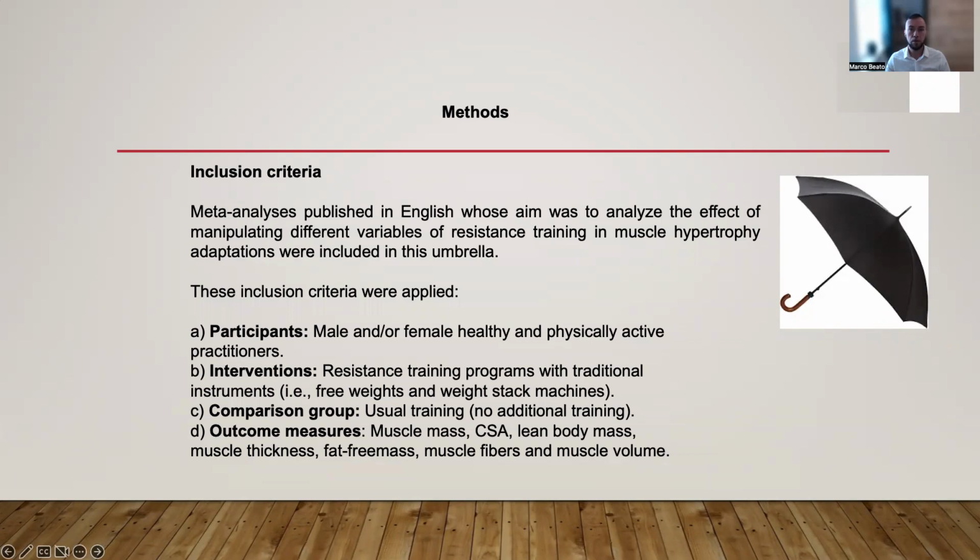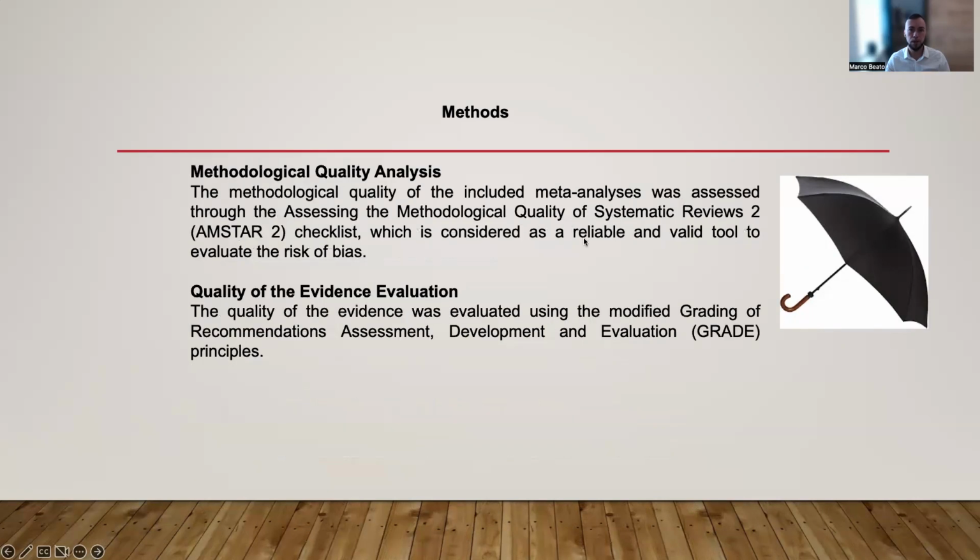The following inclusion criteria were applied. Participants: male or female, healthy and physically active participants were included. Studies focused on specific age populations, such as children or elderly participants, were excluded. Interventions: resistance training programs with traditional instruments, for example, free weights and weight stack machines, were included. Comparison group: usual training, or no additional training. Outcome measures: muscle mass, cross-sectional area, lean body mass, muscle thickness, fat-free mass, muscle fibers, and muscle volume were all included in this umbrella review.